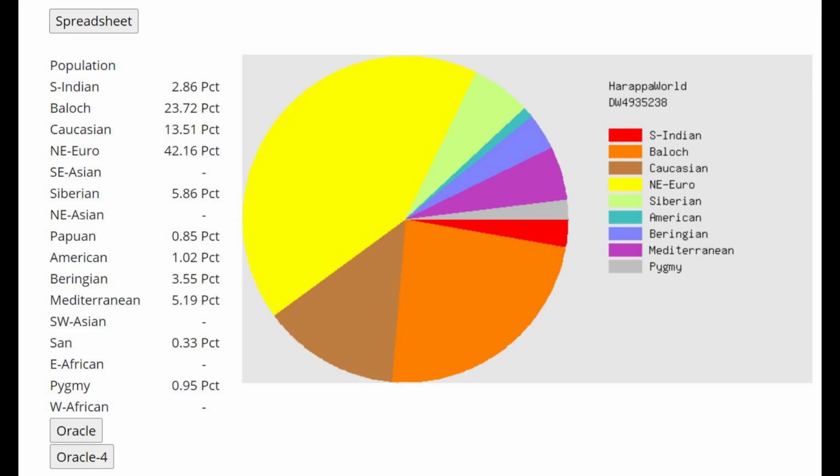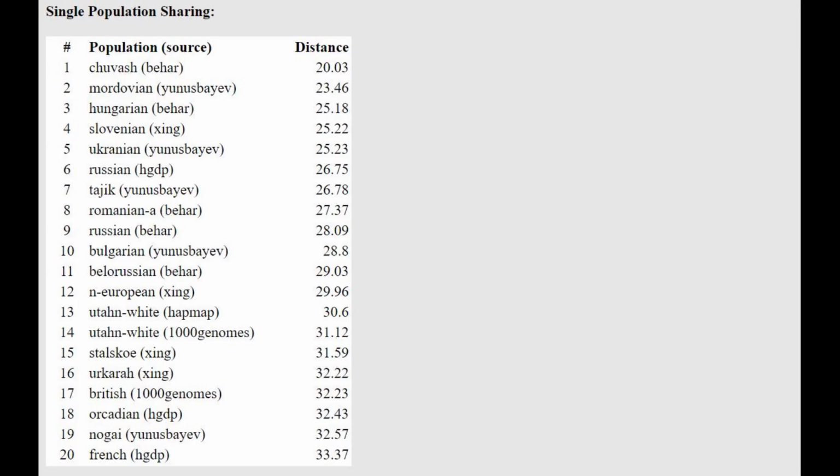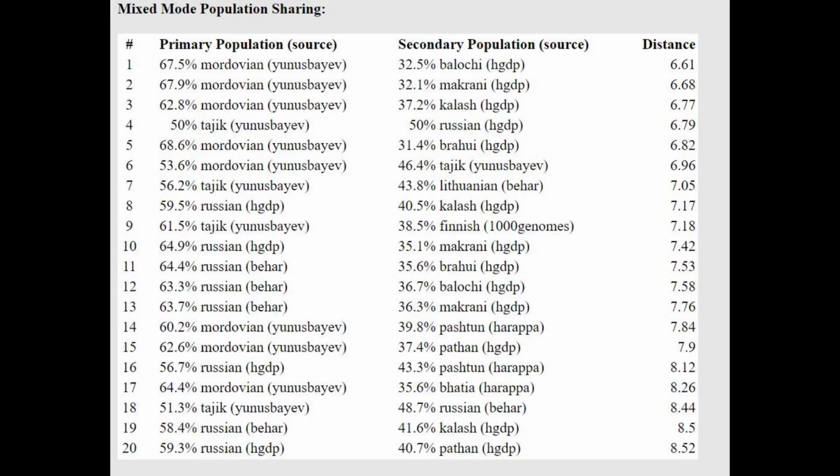This is what he scores with Harappa World, and actually I'm thinking maybe this individual is not such a typical Sarmatian, because he's scoring 13.5% Caucasian. It's kind of on the high side for Sarmatian, so I'm thinking he does have some Caucasus admixture after all. Still getting modeled as a mixture of Mordvin plus Baloch, Mordvin plus Makrani, typical stuff for any Sarmatian.